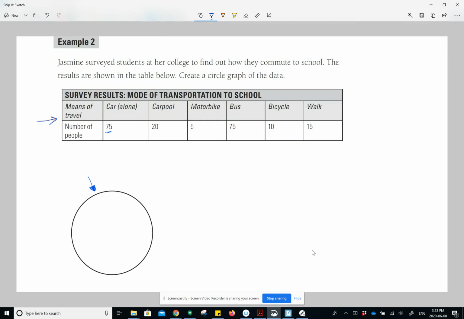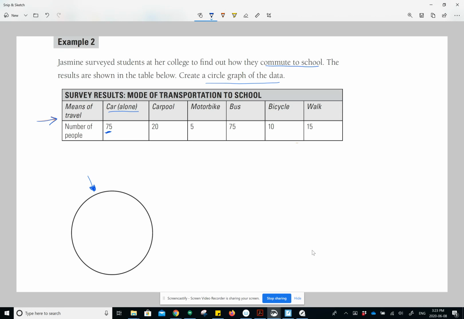Jasmine surveyed students at her college to find out how they commute to school. The results are shown in the table below. Create a circle graph of the data. So the means of travel is the top. The first section of students, because they're in college, they're not kids, use a car, but alone.